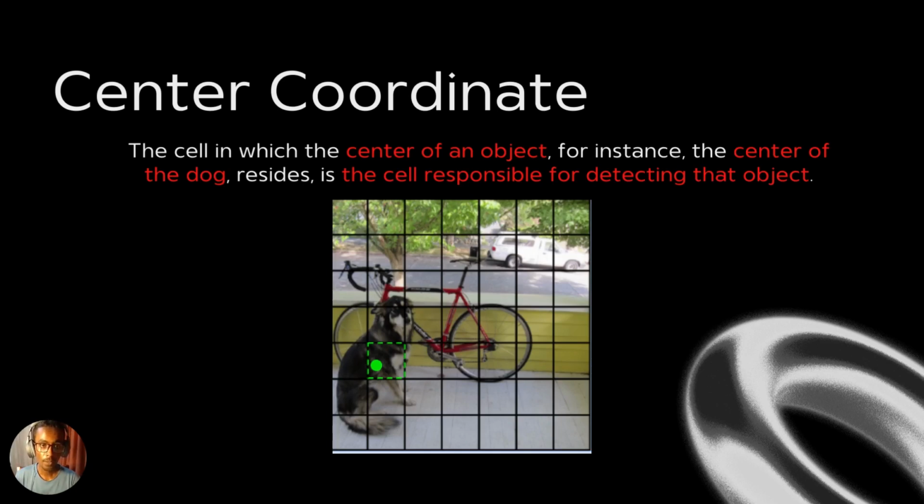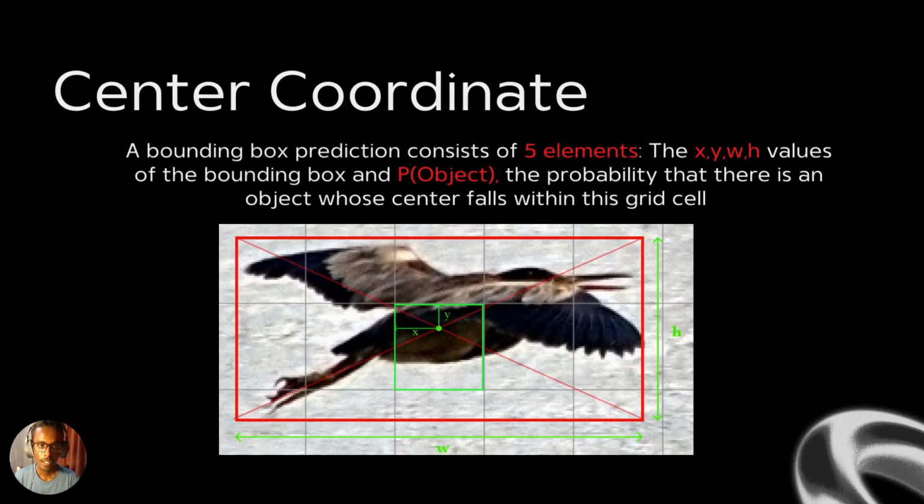So in YOLOv1, each cell is responsible for predicting only a single object. We need to pay attention to this point. And a bounding box prediction consists of 5 elements. The X, Y, W, H values of the bounding box and P object. So these are the coordinate values, X, Y, W, and H, and P object is just the confidence score, the probability that there is an object whose center falls within the grid cell. So we have 5 elements.